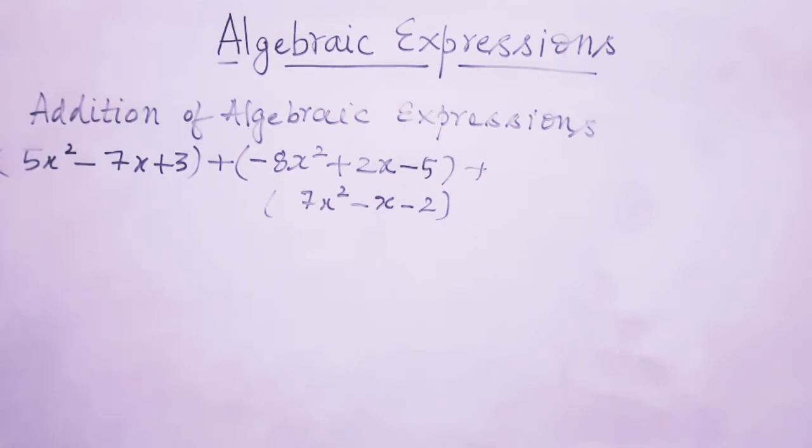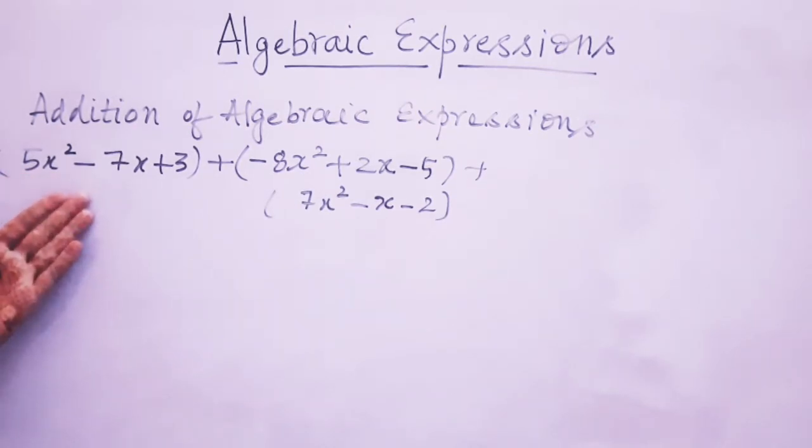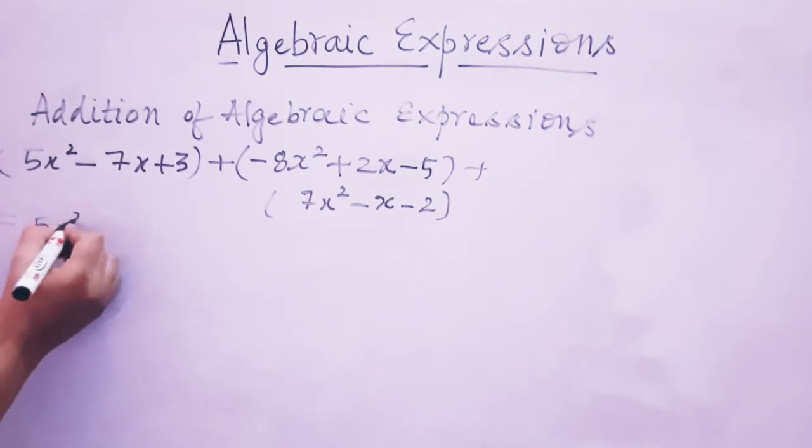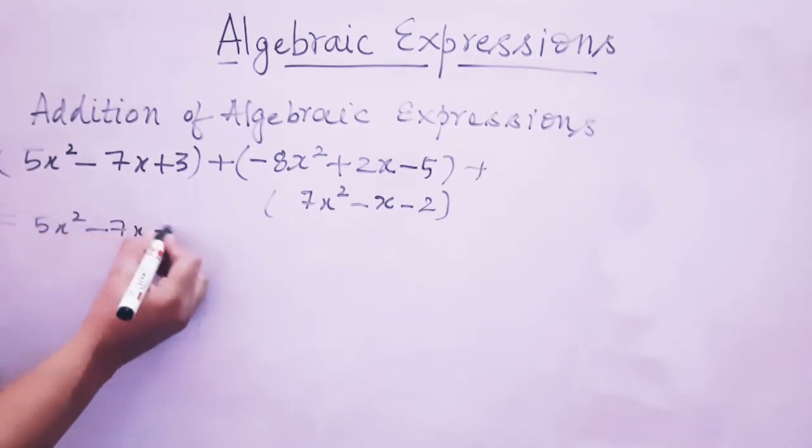Now the second step is to open up the brackets. So how will you open the brackets? You have studied in the chapter integers also: plus minus is minus, minus minus is plus, and plus plus is plus. So in the same way you have to do. For the first algebraic expression, there is no symbol given before it, so by default we consider a positive symbol. So once we open this bracket, it will be 5x square minus 7x plus 3.